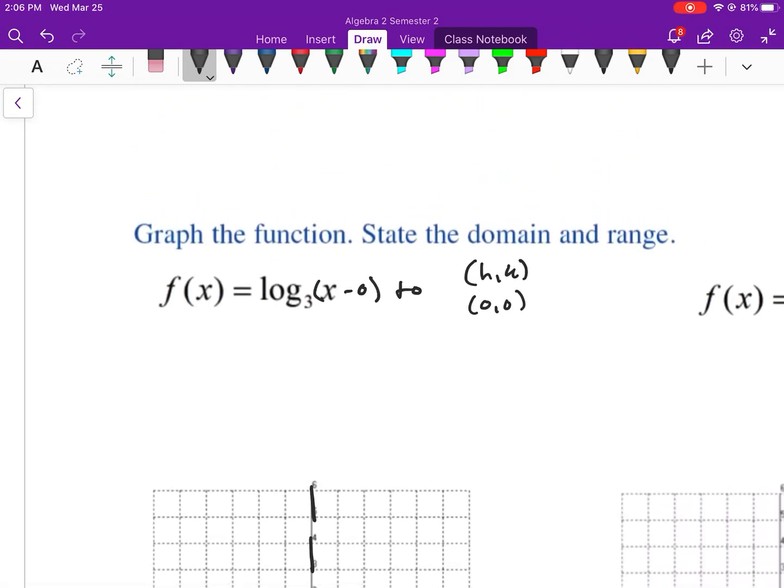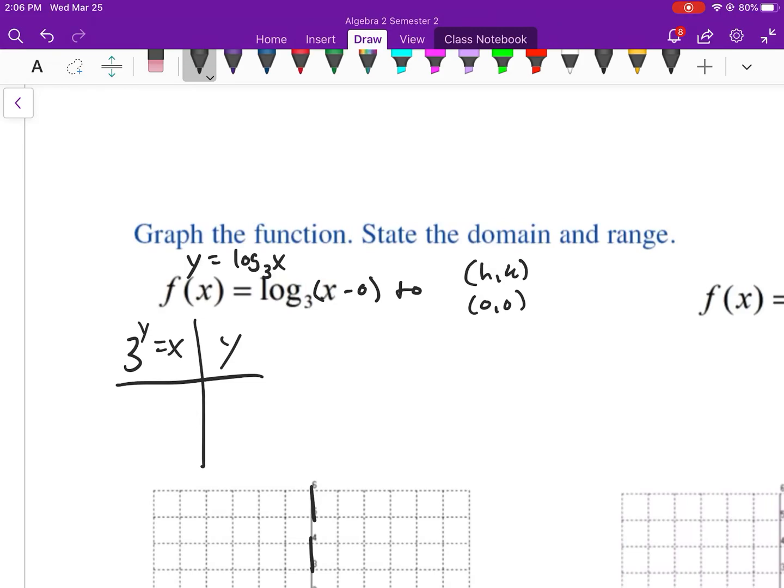And for our tables in these ones, it's going to be a little bit different. What we're going to do, I could write this as y is equal to log base 3 of x. We're going to rewrite this. If I rewrote that, that'd be 3 to the y is equal to x. And that's what I'm going to use for my table.